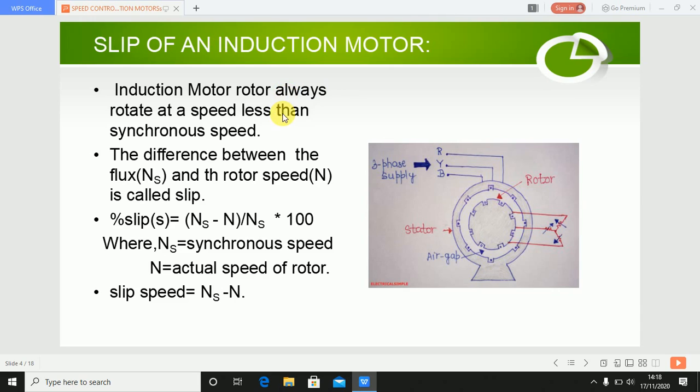speed for continuous rotation. And then slip, and the slip is given by the difference between the synchronous speed Ns and the rotor speed. Then the percentage slip is given by (Ns minus N) divided by Ns into 100, where Ns equals synchronous speed and N equals actual speed of rotor. And then the slip speed is given by Ns minus N.